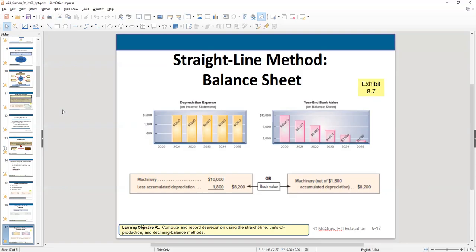So straight line, you're going to write it down every year. In our example, at the end of 5 years, you're going to have a book value of that particular piece of equipment of $1,000. Now you can keep it and keep using it. It won't depreciate anymore. You'll just carry it on the books at its salvage value of $1,000 past that point.